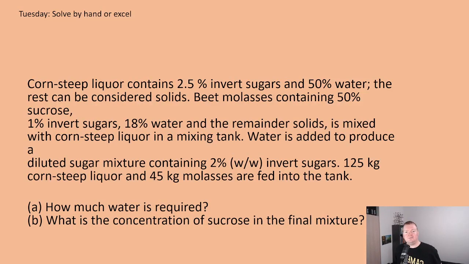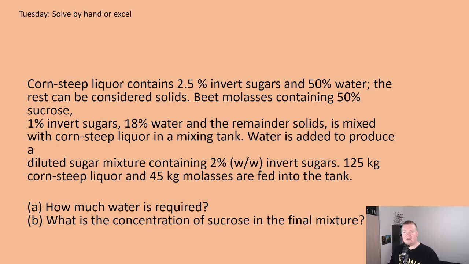For the next one, this is a bit difficult to read, like there's a lot of information in technical language, but basically we have 3 streams we would like to mix together in order to achieve a certain concentration at the end. So let's try and look at this. I have corn steep liquor entering, I have some beet molasses, I add some water, and I know some of the information about my exiting stream.